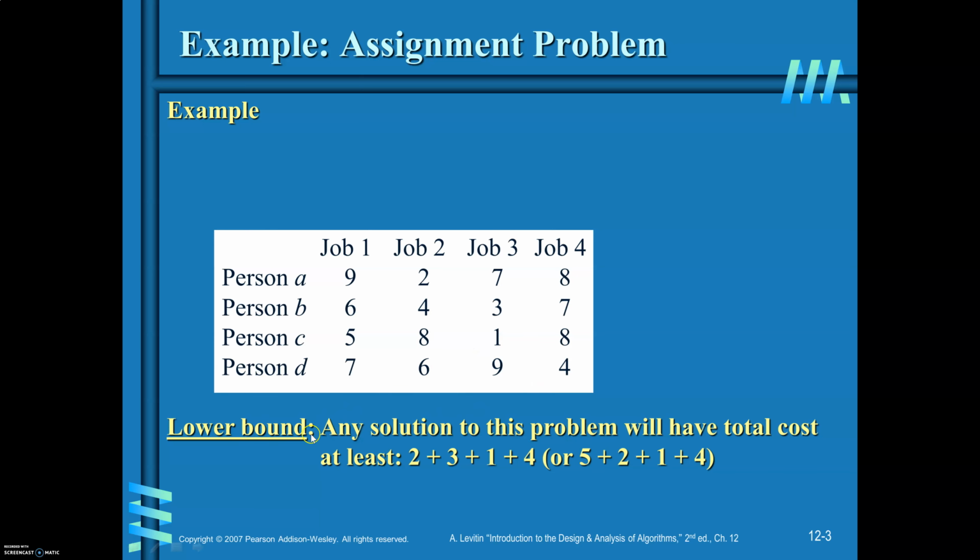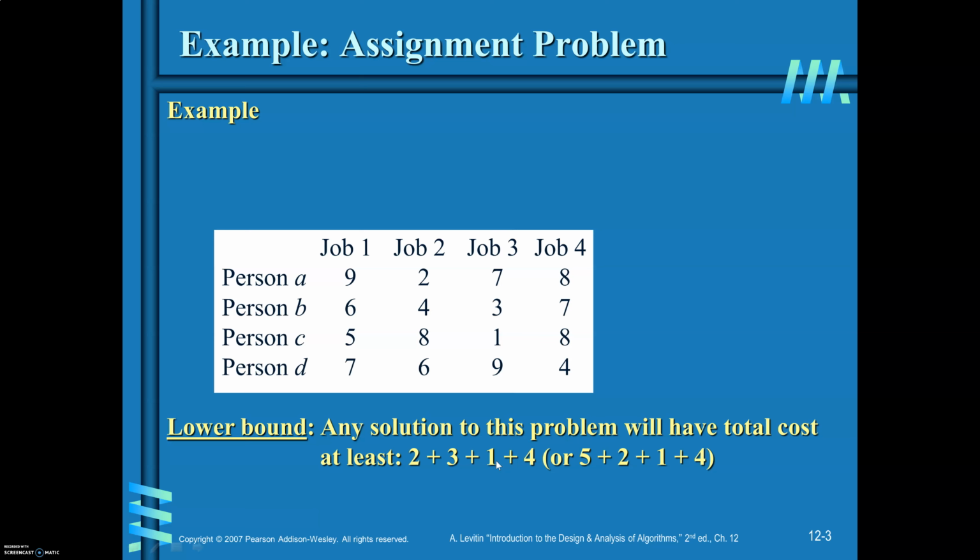First, you are required to find the lower bound. For this problem, the best possible lower bound is, in the first row it is 2, next 3, 1, 4, total equal to 10. So 10 is the lower bound, because look here: if A is assigned job 1, he can do it with cost 9, job 2 with 2, job 3 with 7, and job 4 with 8. The only minimum possible value is 2. So from each row, the minimum possible value is taken and the lower bound is calculated.